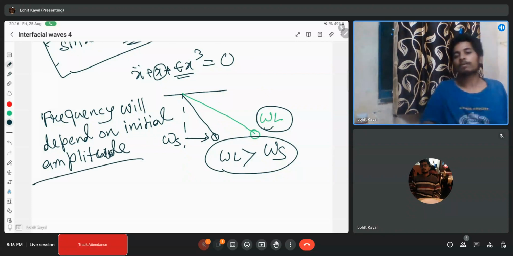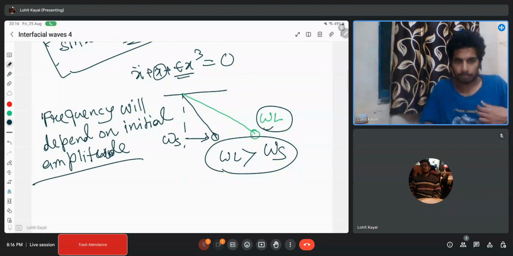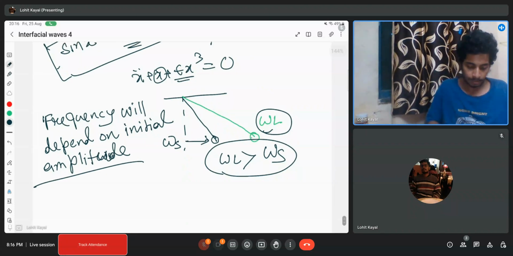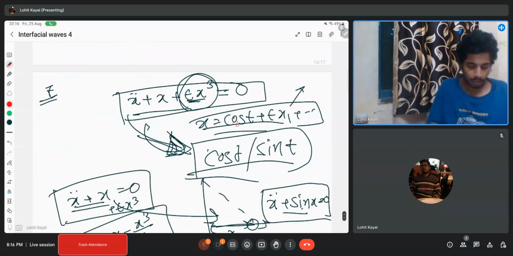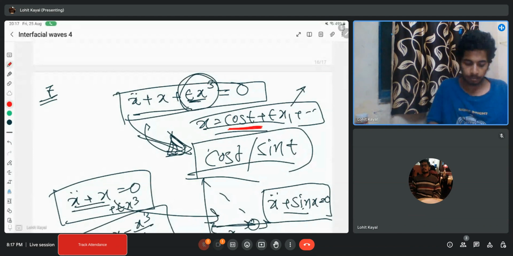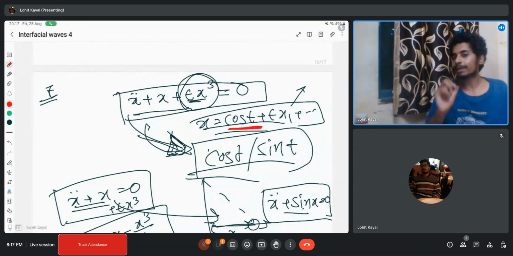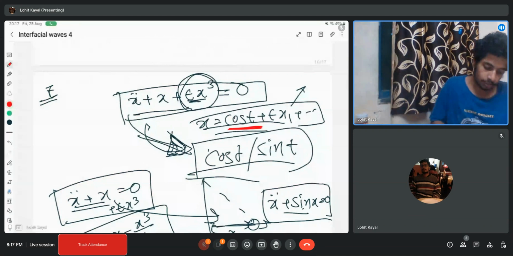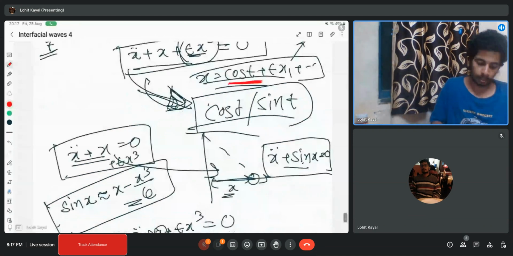Okay, so your frequency will depend on your initial amplitude. But here, in the regular perturbation, you are just writing cos of t, that is coming from your natural frequency, right? Cos of t. So the technique doesn't work here. Now, we have already solved this equation using the Lindstedt-Poincare technique.